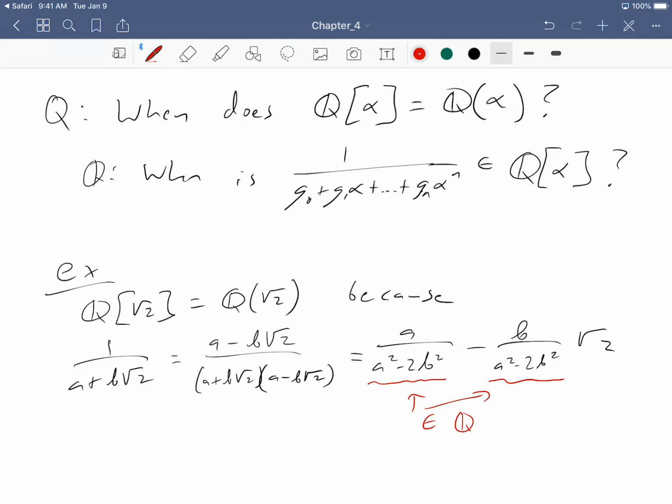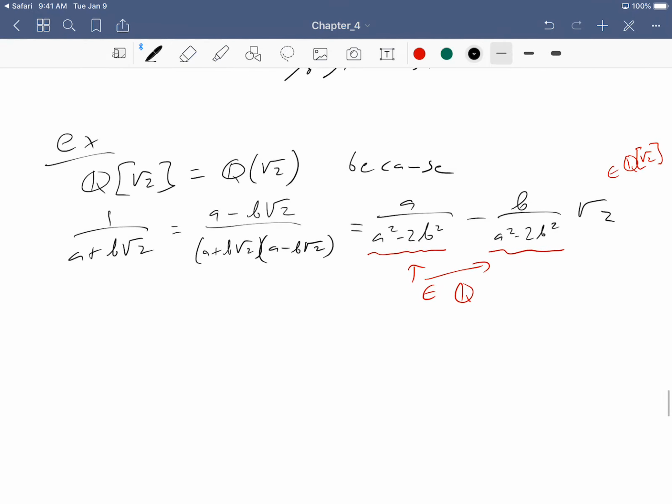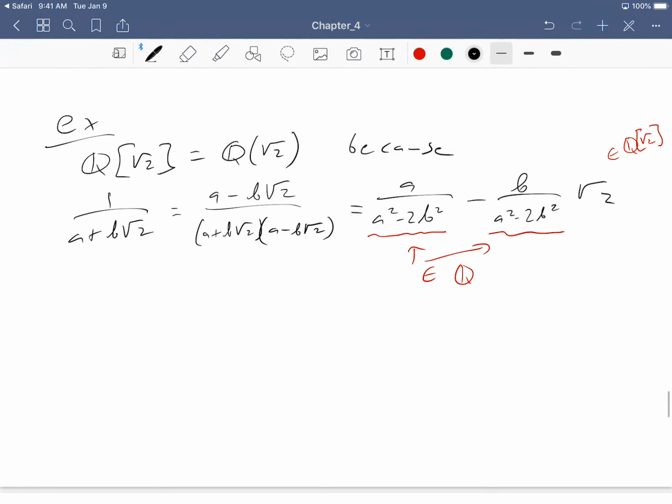And so that whole element is in Q adjoin root 2 the subring because I've written it as a rational number plus a rational number times root 2, right? So we knew that Q adjoin root 2 was a field already.